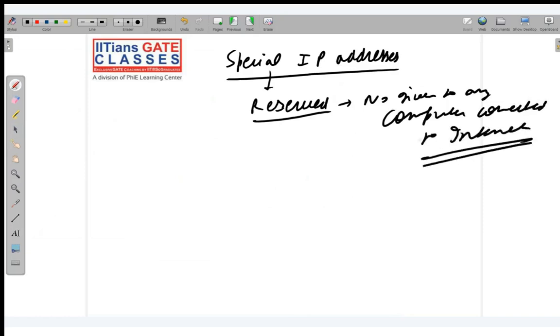Okay, so there are some IP addresses which are not given to any computer which is connected to the internet. That means directly or indirectly, the internet will not recognize these IP addresses. That is the basic meaning. So let me tell you that thing.